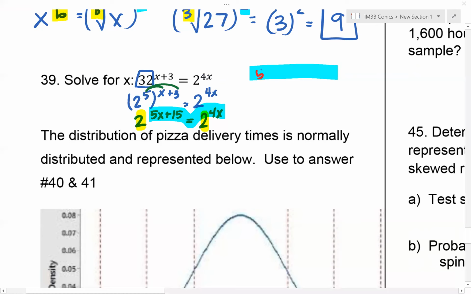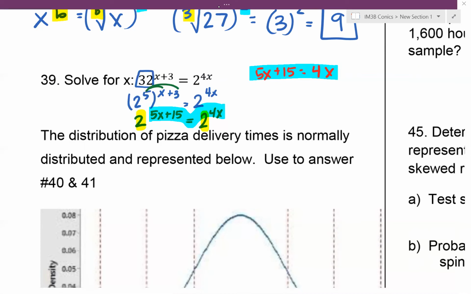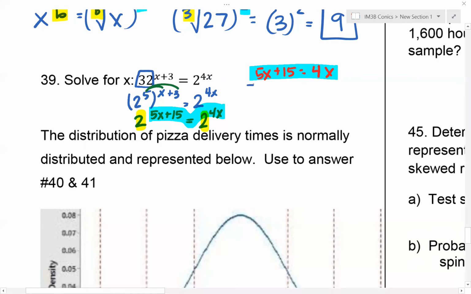Okay, so 5x plus 15 equals 4x. And so I'm going to subtract 5x from both sides. So 15 equals negative x. So then if I divide by negative 1, x equals negative 15.